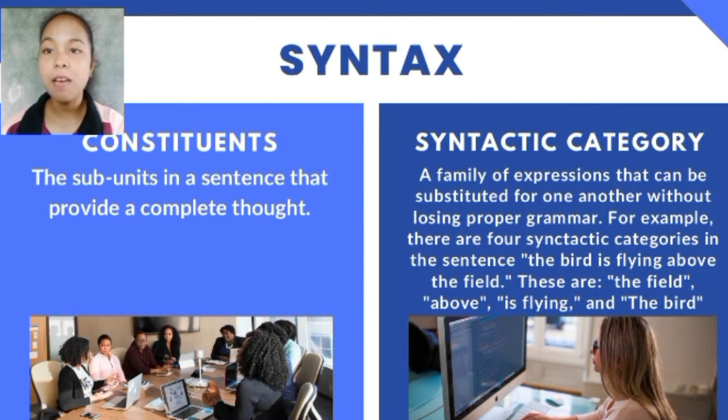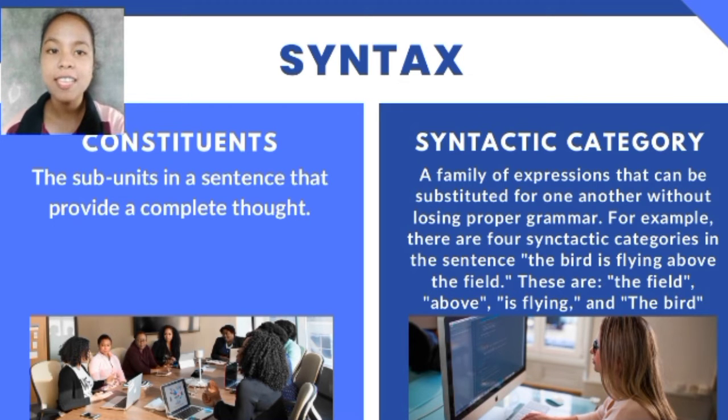The second type of syntax is syntactic category, a family of expressions that can be substituted for one another without losing proper grammar. For example, there are four syntactic categories in the sentence: the bird is flying above the field. These are the, field, above, is flying, and the verb.